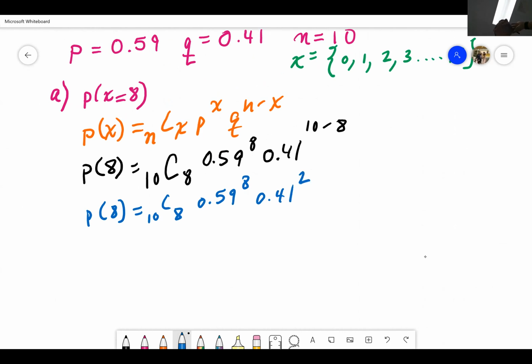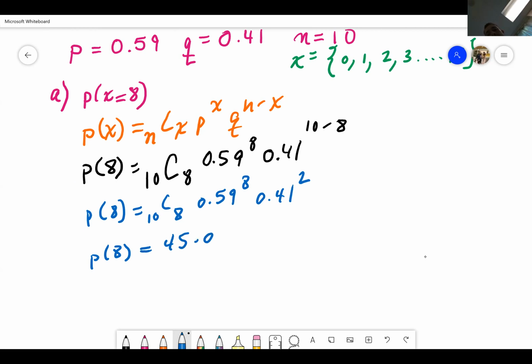So what's 10C8? Well, okay, how do you do it with your calculator? How many of you know how to do that with your calculator? That's it? 1, 2, 3 people? Is it that thing you showed us? Yes, that's the thing I showed you guys. See if you can do it. Make sure you know how to get that number now. The number is 45.